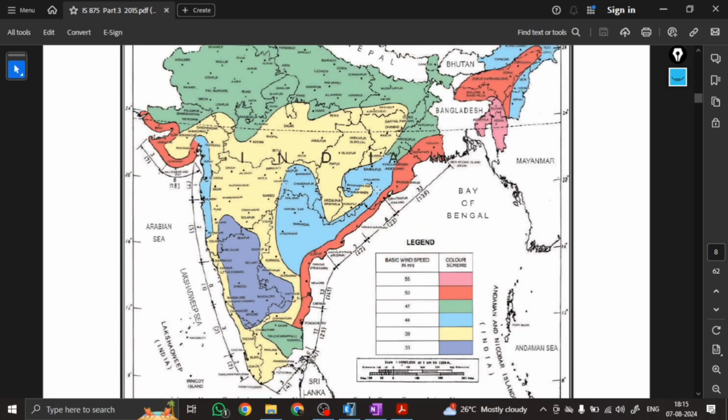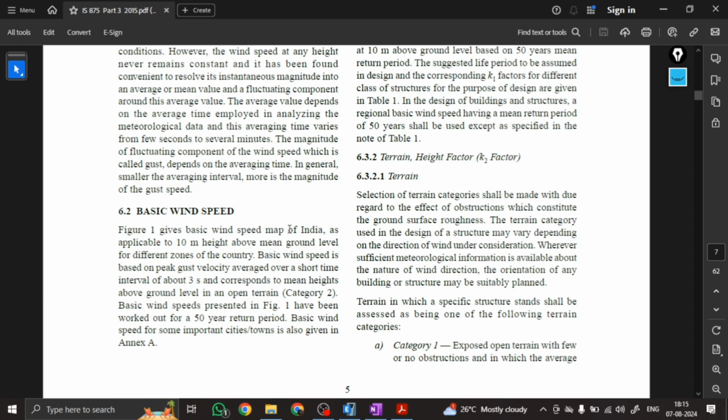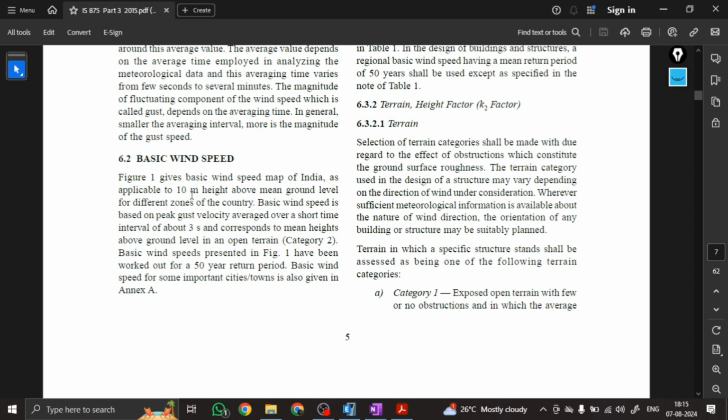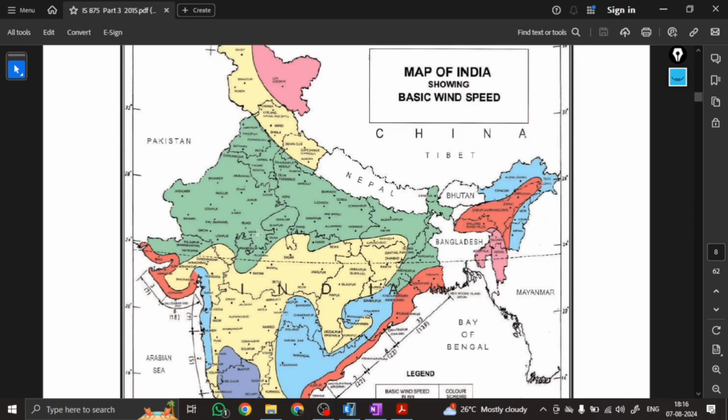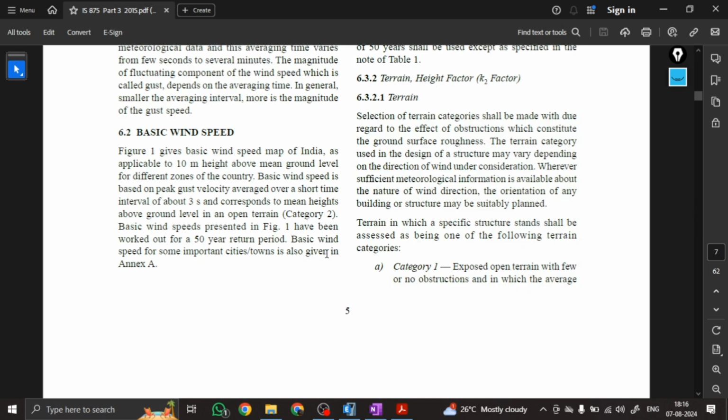Now let's read this. As applicable to 10 meter height above mean ground level means above 10 meter building, this basic wind speed is applicable for different zones of the country. Basic wind speed is based on peak gust velocity averaged over a short time interval of about 3 seconds and corresponds to mean heights above ground level in an open terrain category. This wind speed they are taking is for a 3-second interval, mean height, and category 2.